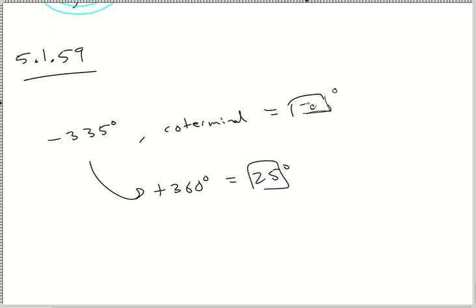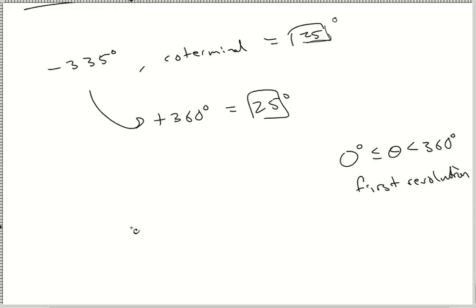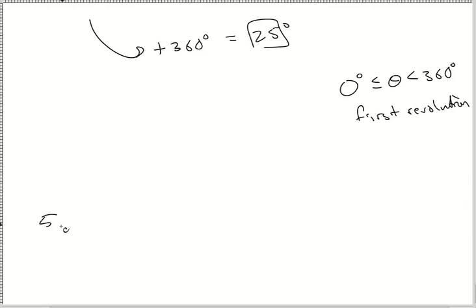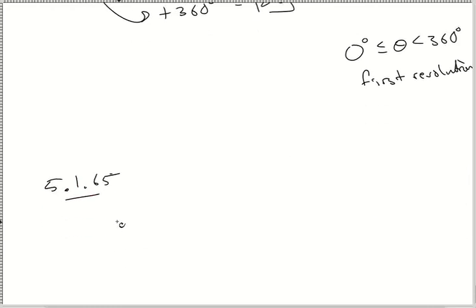Is that positive? Yeah. Is it less than 360? Yeah. Basically, they're saying, is it somewhere here in the first revolution? The first circle. And yes, it is. So we're done. We don't have to keep doing that anymore. 165. Same thing.